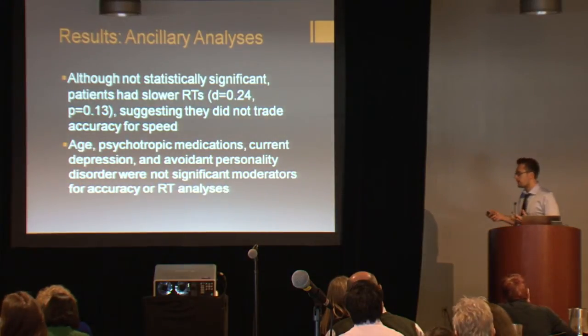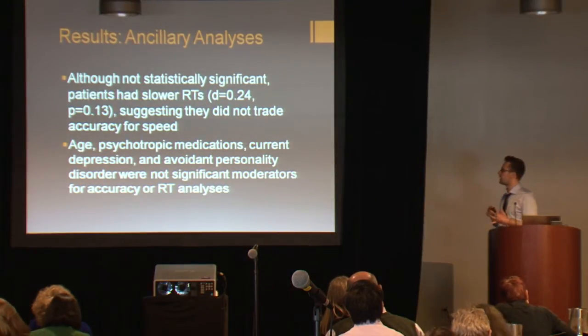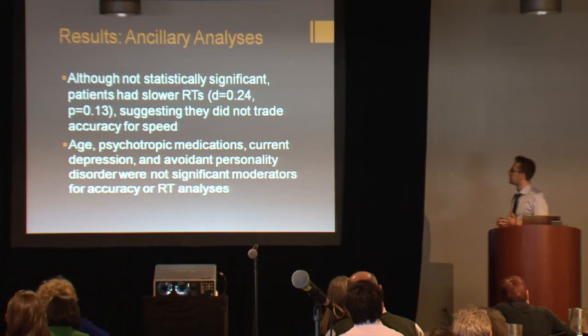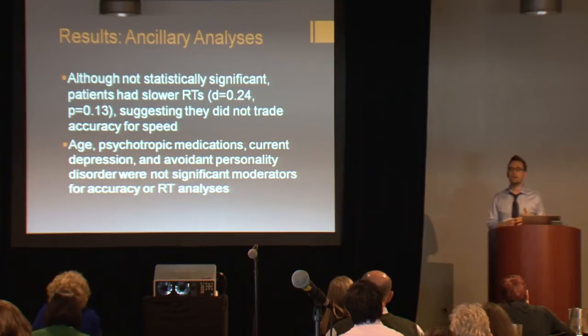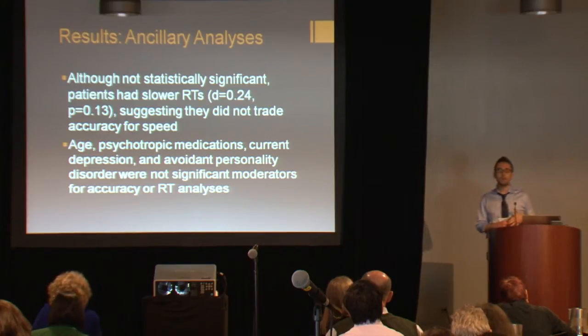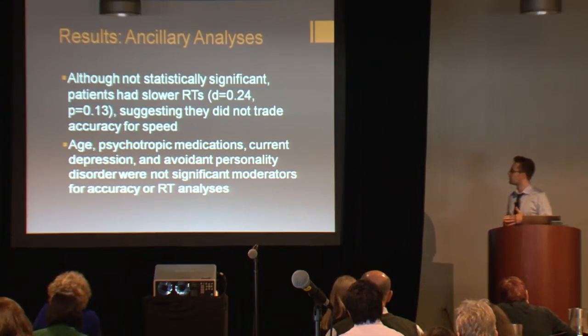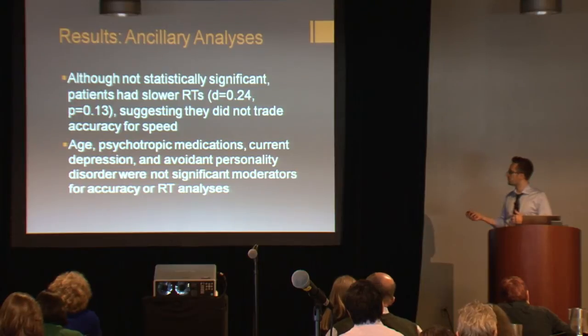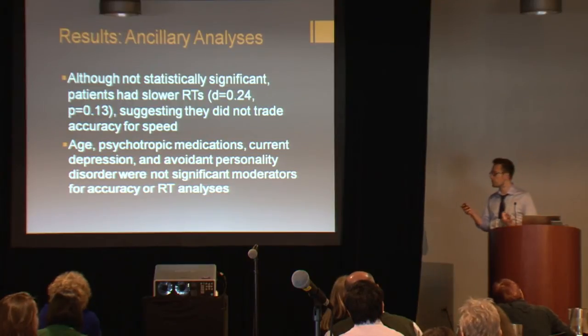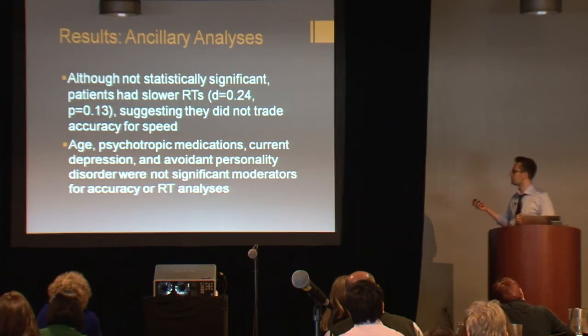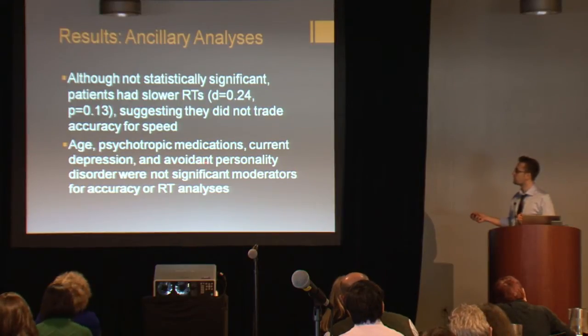And interestingly, age, medication, current depression, and avoidant personality disorder were not related to these effect sizes in any way. It was very, very limited relationships, and the one that we thought might be relevant, avoidant personality disorder, where you see greater, perhaps, sensitivity to rejection, we don't see any relationship of the proportion of individuals who are comorbid for avoidant personality disorder and the effect size measures.